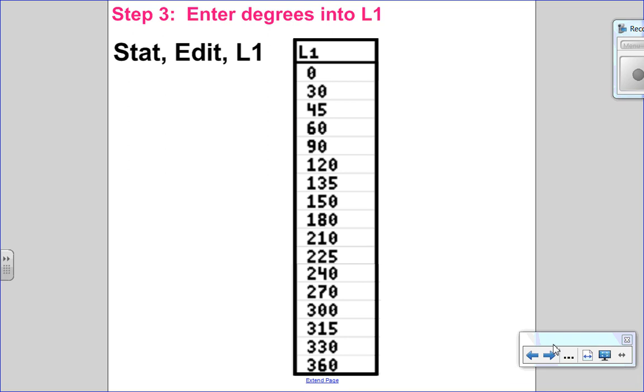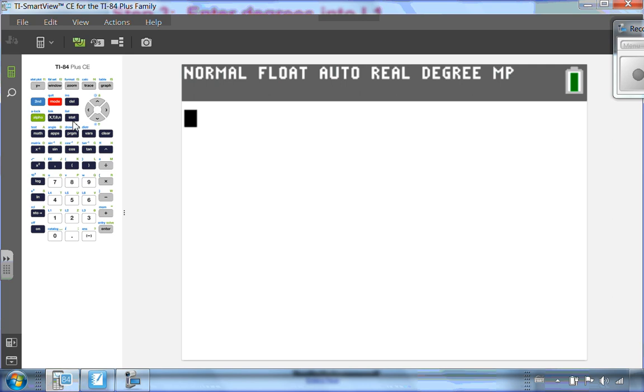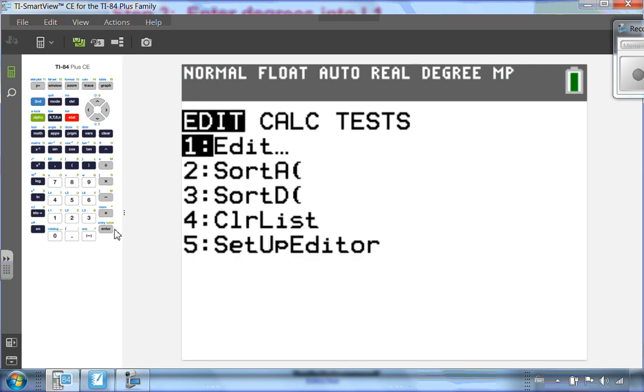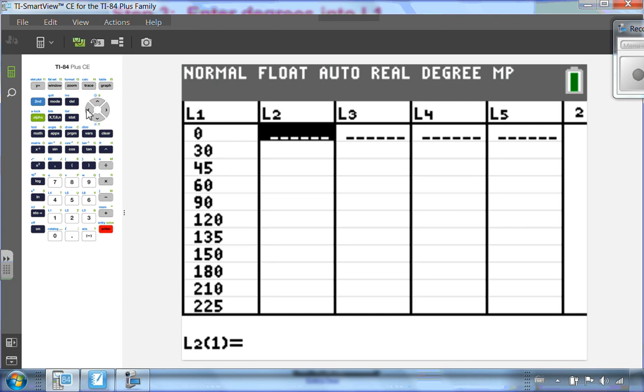Step number 3, enter the degrees into list 1. So in my graphing calculator, I will hit stat, I will press enter for edit, and in list 1, I'm going to enter in all my degrees. Now you guys will have a blank list. I have already entered mine, so you can catch up with me quite quickly.